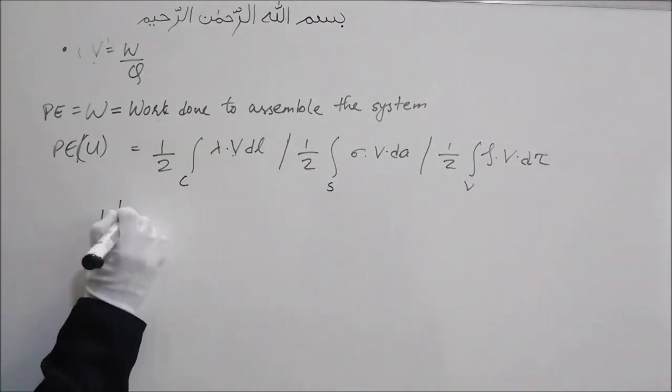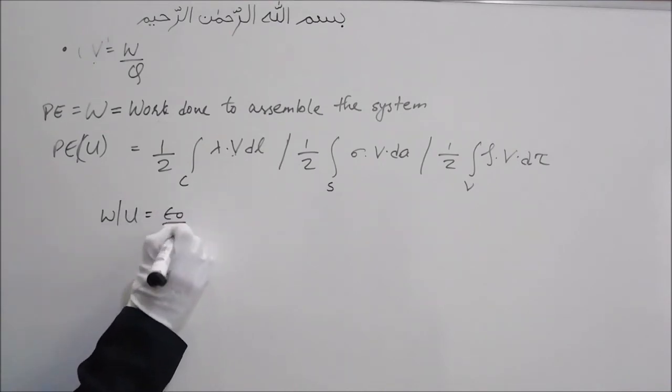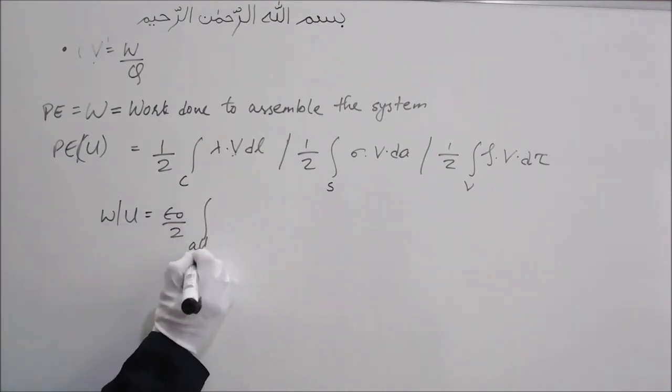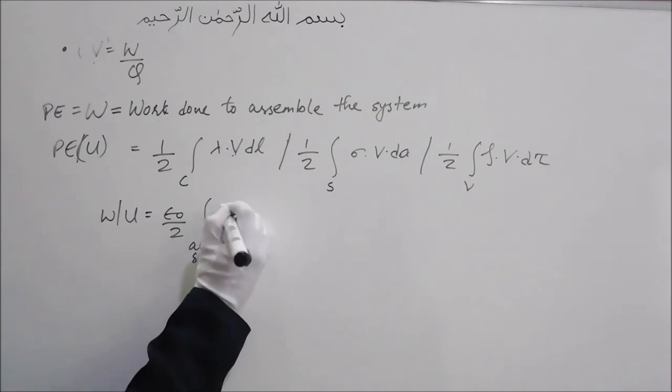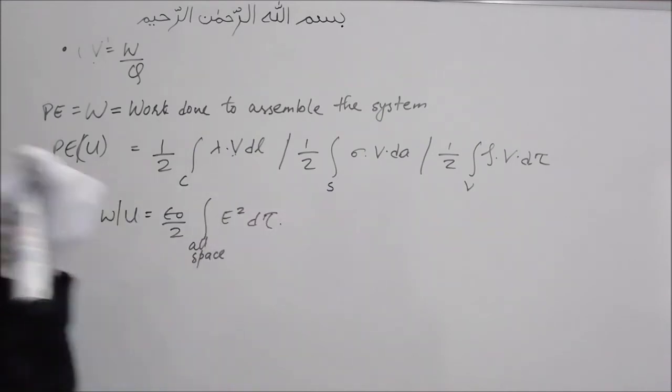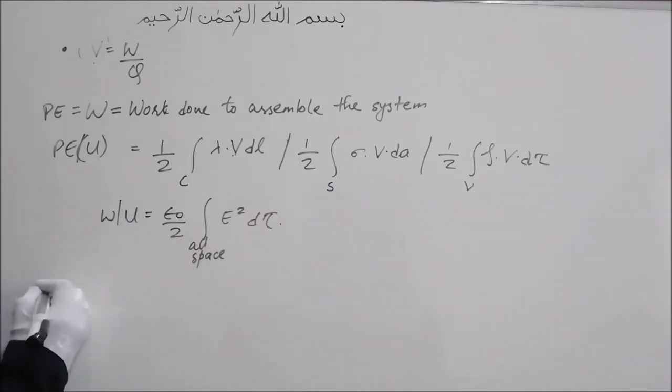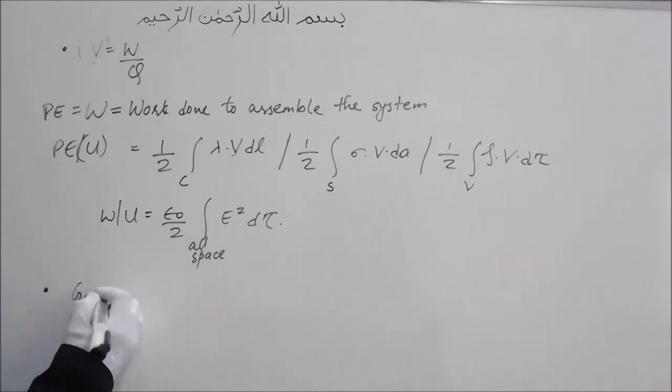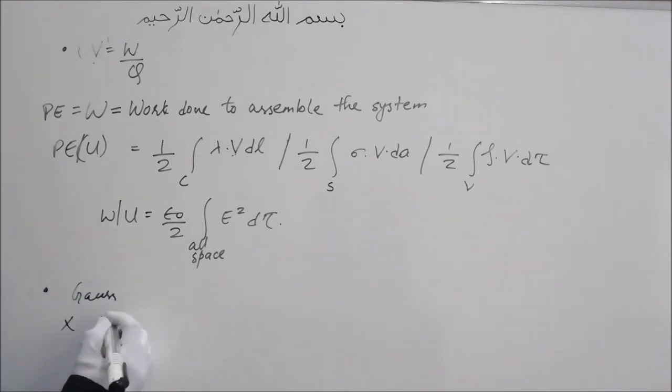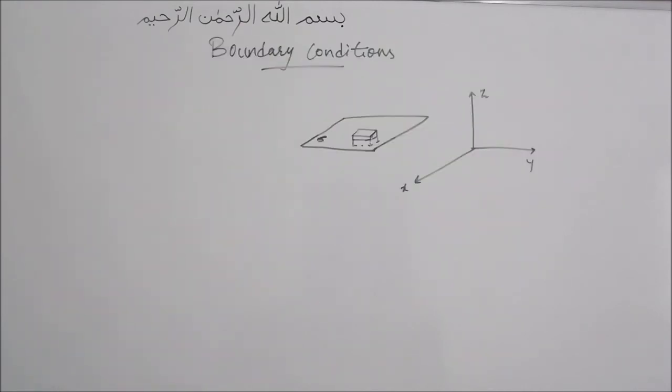Or this work done or potential energy also has the form epsilon naught by 2 integration over all space E squared d tau. So if symmetry is given, then we will use Gauss law. But if symmetry is not given, then it's best to find V and then find E, because this is an easy method for cases when symmetry is not given. Now we are going to look into boundary conditions, for both electric field as well as potential.